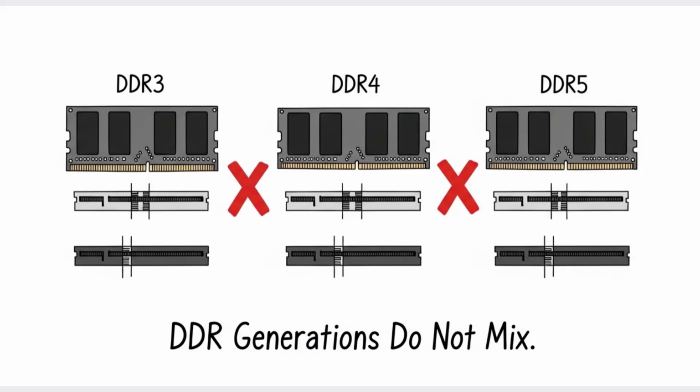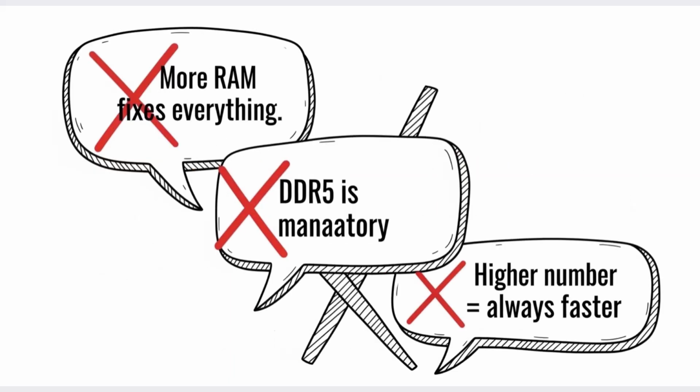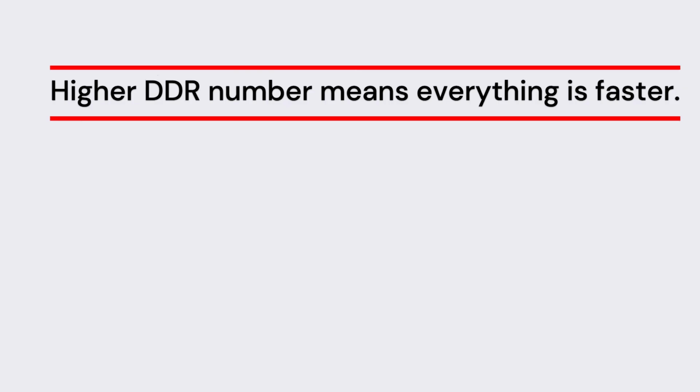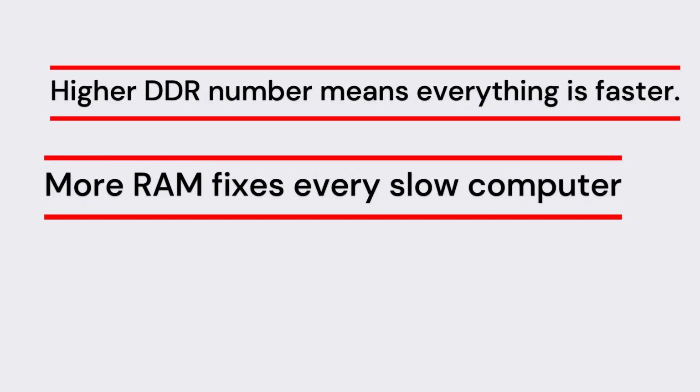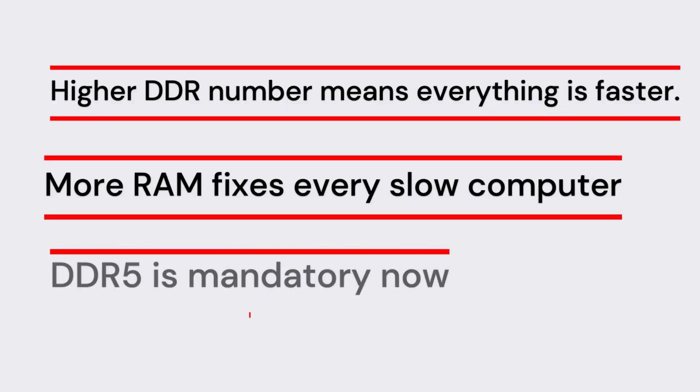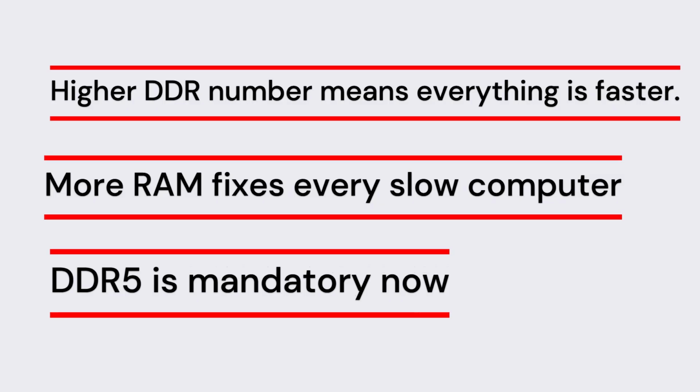Let's clear up some common misconceptions about DDRs. The first one, most people believe, higher DDR number means everything is faster. But the truth is, not always. CPU, storage, and software also matter. Another misconception: more RAM fixes every slow computer. Which is not true, because if storage is slow or the CPU is weak, RAM won't save it. And: DDR5 is mandatory now. Not true. DDR4 is still excellent for most people.